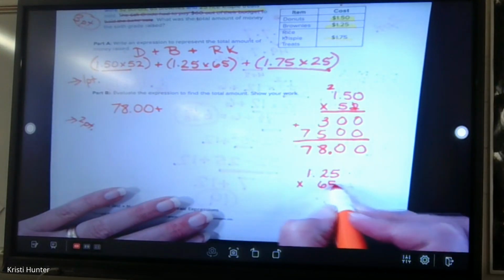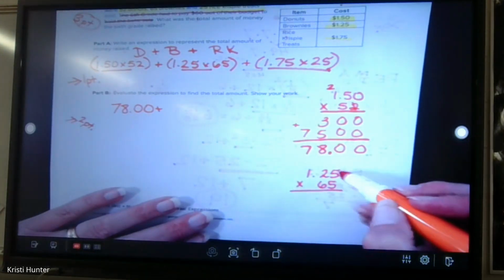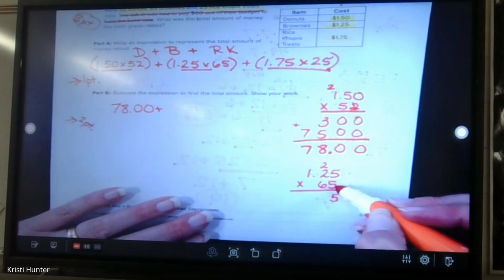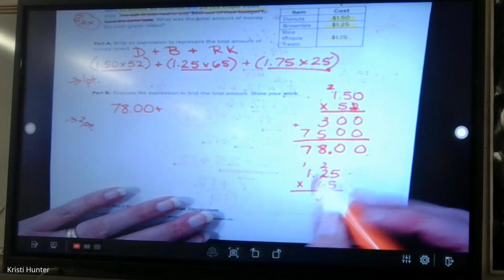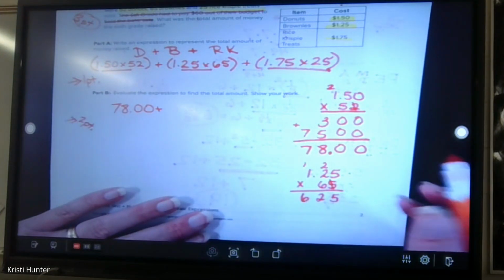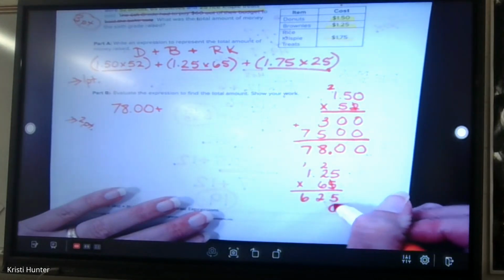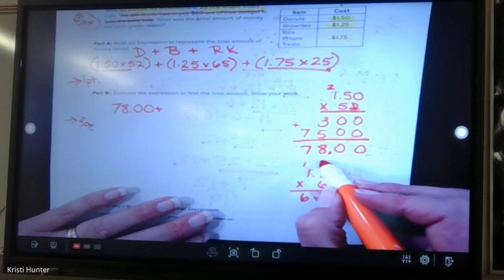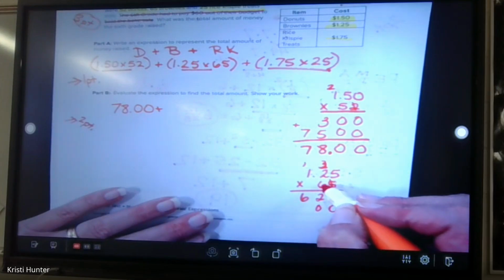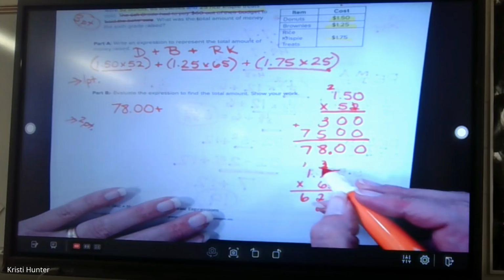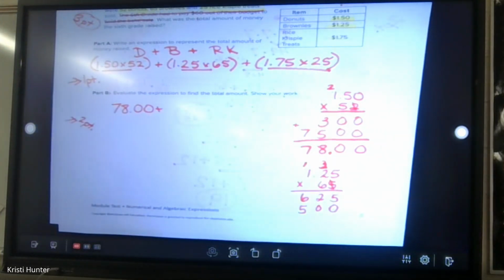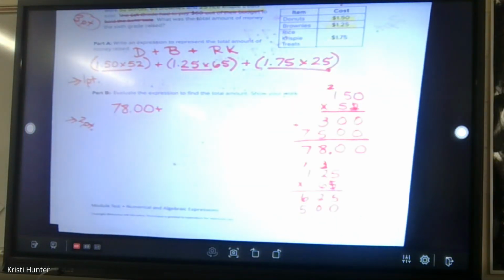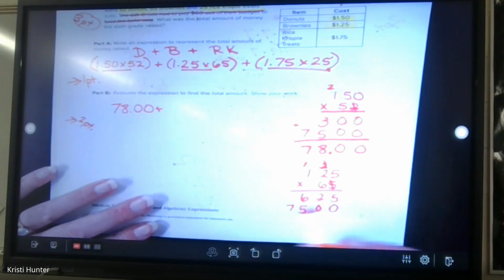times the 65. And again, multiplying by the 5 first. 5 times 5 is 25. 5 times 2 is 10 plus 2 is 12. 5 times 1 is 5 plus 1 is 6. 5 is done. Hold its place. 6 times 5 is 30. 6 times 2 is 12 plus 3, so I got 15. And then 6 times 1 plus 1 would make 7.